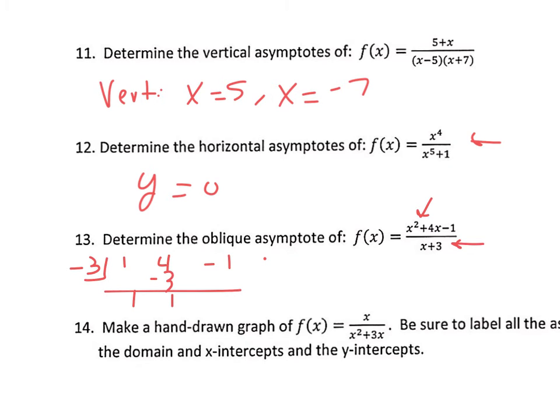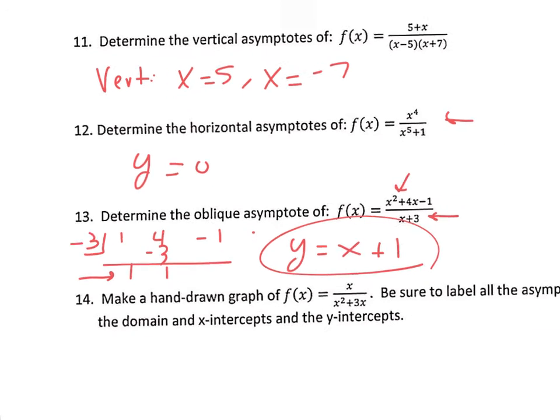Now you don't have to finish. You don't have to go to the remainder, because you can't graph a remainder. So the numbers you get down here in your quotient, that's your slant asymptote, your oblique asymptote. 1x plus 1. All there is to it.